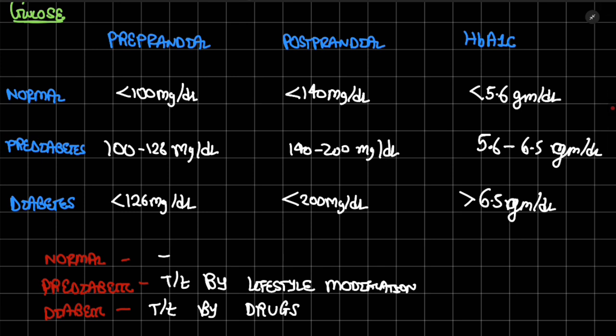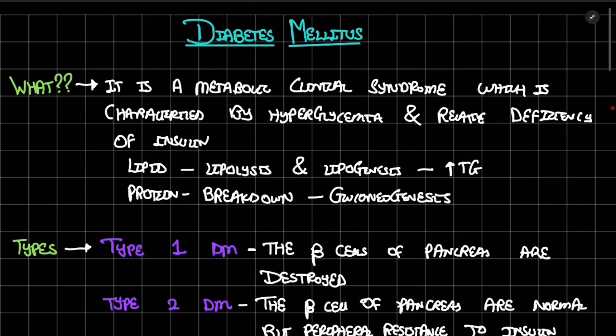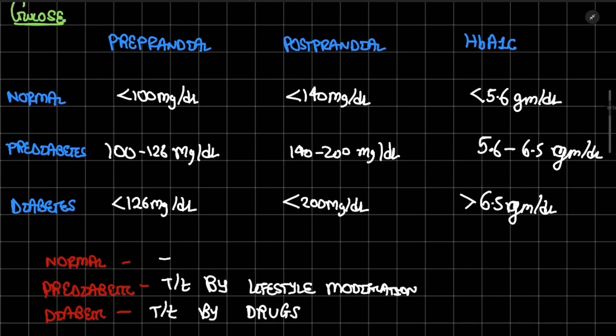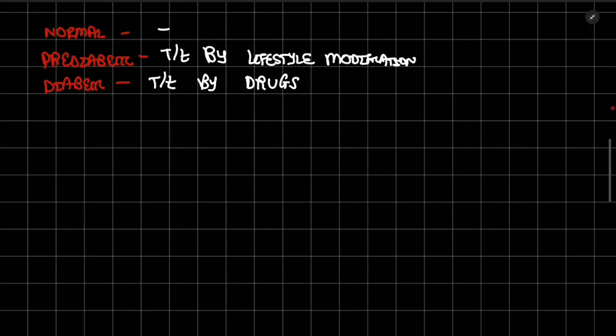Now, till now we have covered what is diabetes mellitus. It is a metabolic clinical syndrome which is characterized by hyperglycemia and decreased insulin secretion. The types: type 1, type 2, gestational. In type 1 the beta cells of pancreas are destroyed, mainly the etiology is autoimmunity. Type 2 diabetes mellitus is due to peripheral resistance to insulin, and gestational diabetes mellitus is observed in pregnancy. We also covered the glucose levels in preprandial, postprandial, HbA1c, the normal, prediabetes and diabetic ranges, and the treatment of each of them.